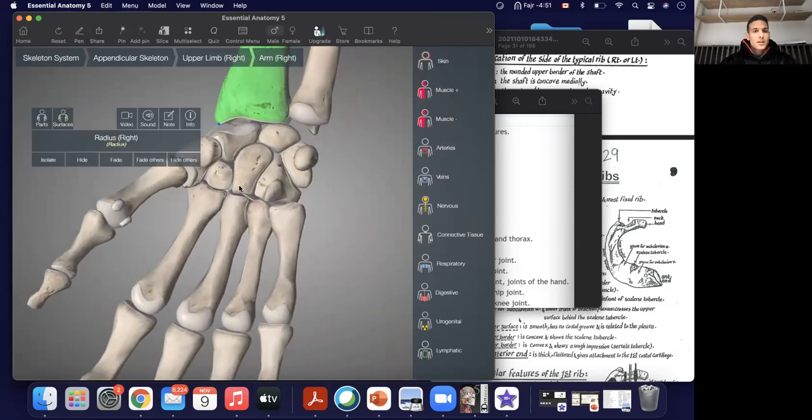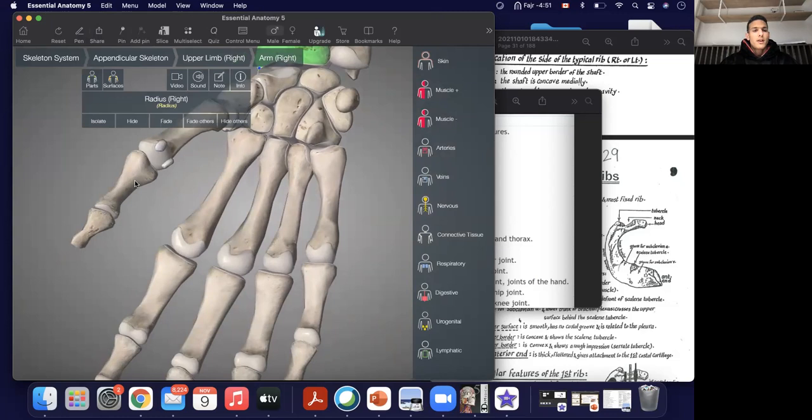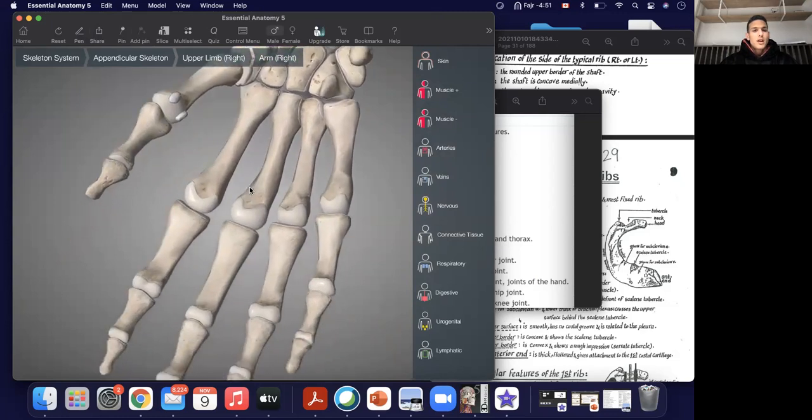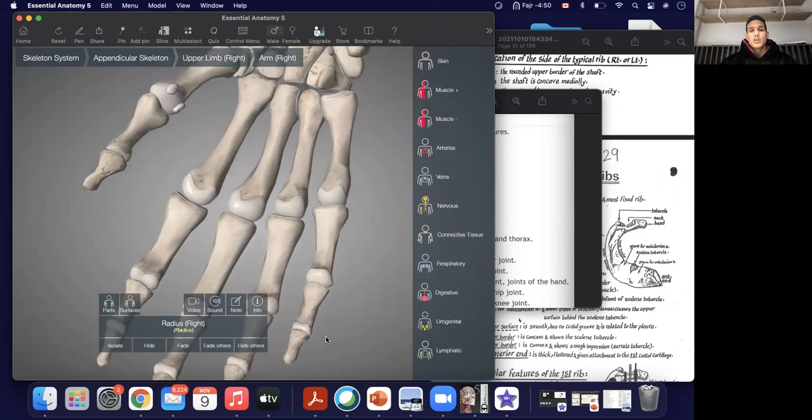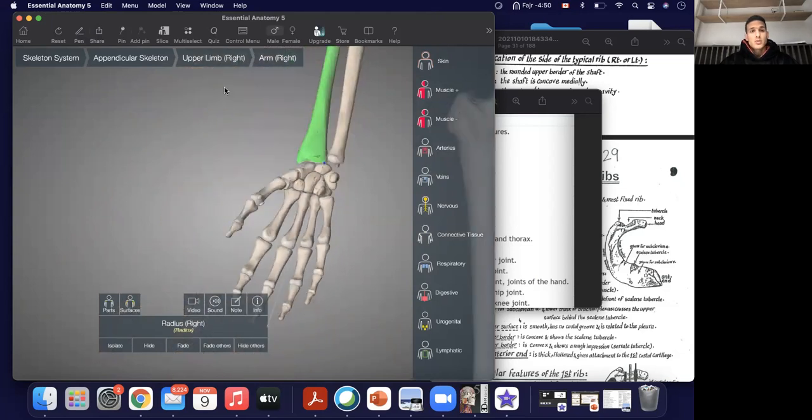Okay, next we're going to discuss the bones of the hand. Now we're going to discuss these bones. They're the metacarpal bones. They're 1, 2, 3, 4, and 5. And then we have the phalanges. We have proximal and distal for the thumb. And then for the 4 fingers, we have not just proximal and distal, we have proximal, middle, and distal for each. That's for the upper limb.